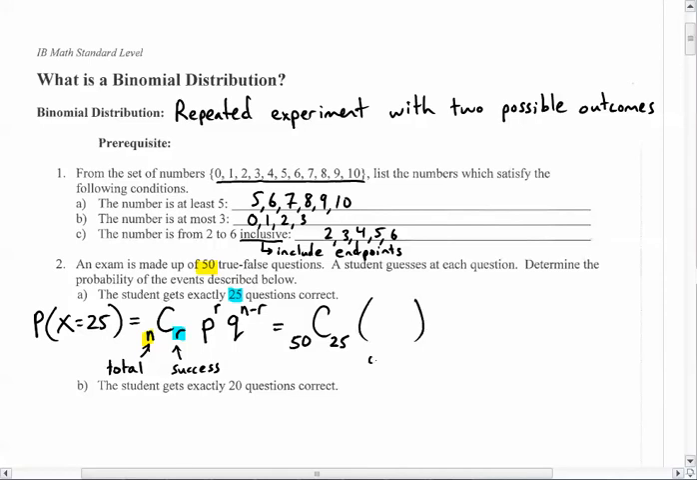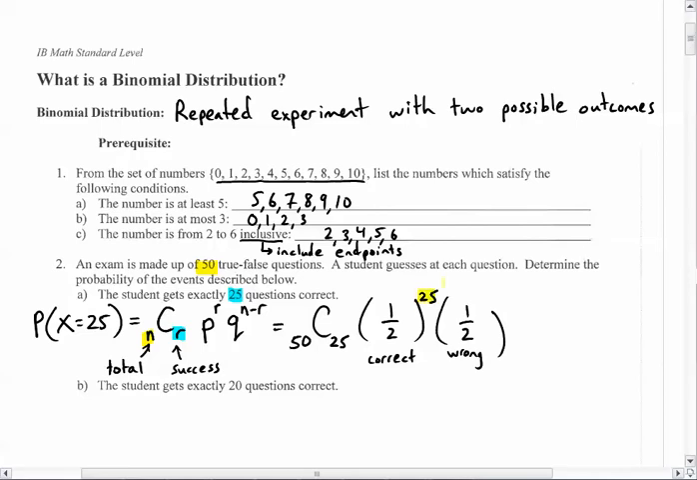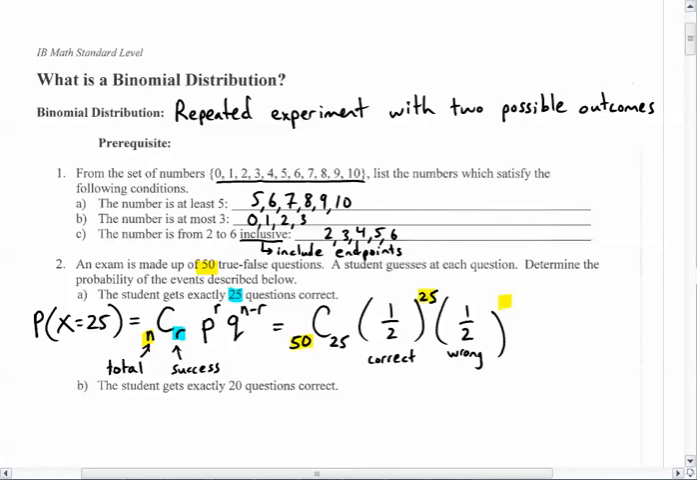So the chance that the question is correct is a 50-50 chance. We want that 1/2 chance to happen 25 times for 25 questions. The chance that they get the question wrong is a 50-50 chance as well, because it's true or false. So we want that to happen for the rest of the questions. So your two exponents will always add up to the total of trials that you have. So we've got 25 questions correct, 25 questions wrong. And this will give us the total probability.